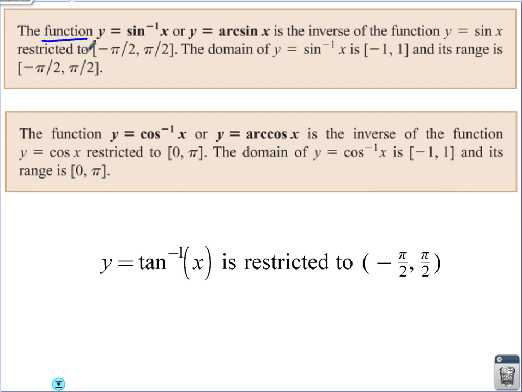But we know that if you do inverse sine, you've got multiple answers there. So what we're going to do, the function y equals inverse sine of x, or y equals arcsine of x, is the inverse of y equals sine of x restricted to this domain. And the domain of the inverse sine, we know that would be the range of your original, would be negative 1 to 1. For cosine, notice they restrict your cosine to a different domain. And the reason we restrict it, I wish I had the original graphs here.